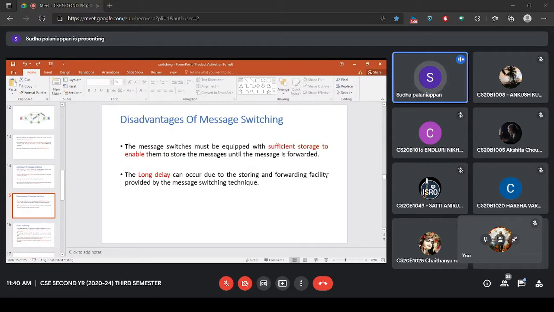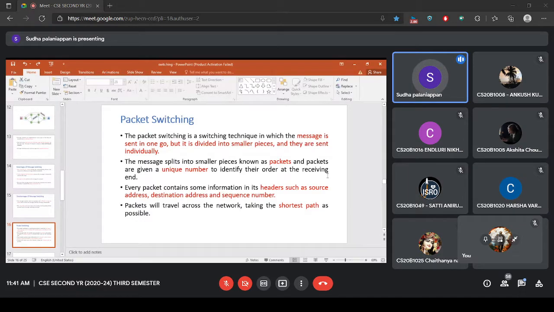And what are the disadvantages? Each node needs to be equipped with sufficient storage. And long delay can occur due to the storing and forwarding facility. It has to store, and then find the next node that will carry the message. If node 3 is not free, it has to wait until node 3 becomes free, then forward the message to node 3. So some delay might occur.